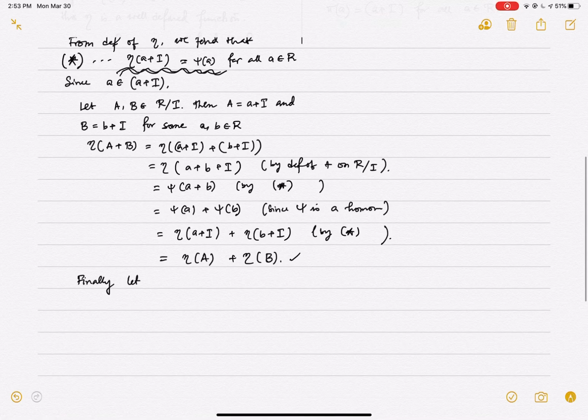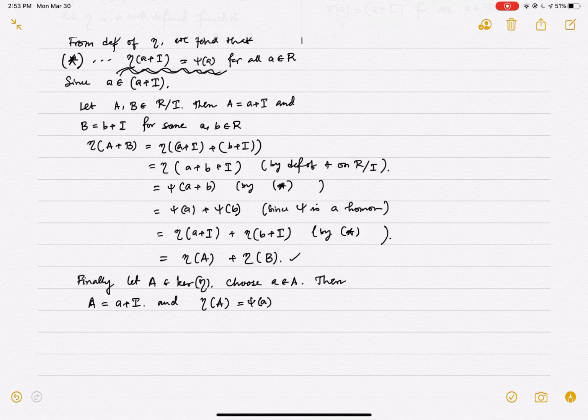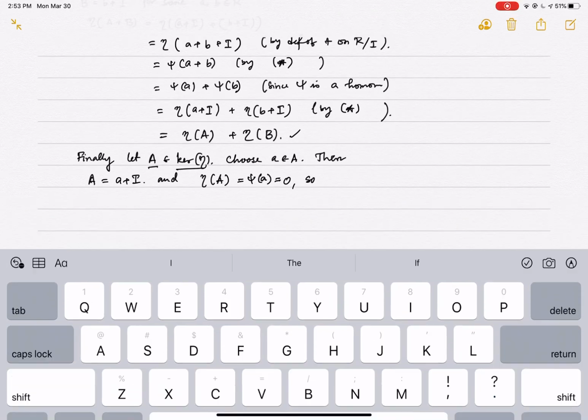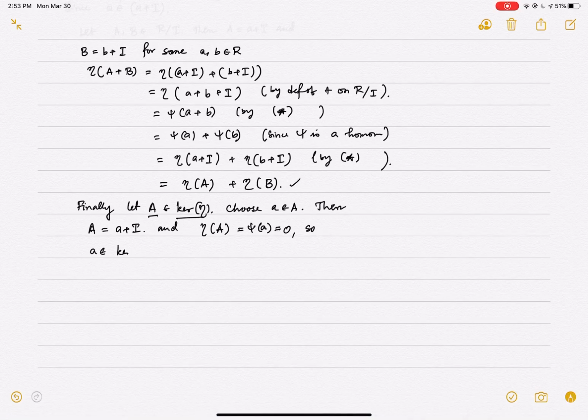Finally, let A be in the kernel of eta. So the way to check some homomorphism is injective is to check that the kernel is trivial. Okay, so take something in the kernel and choose a in A. Then capital A is the coset of little a. And again by star, eta of A is going to be psi of little a. But look, that's 0, which means what? That's what it means that capital A is in the kernel of eta, which means psi of a is 0. So little a is in the kernel of psi.